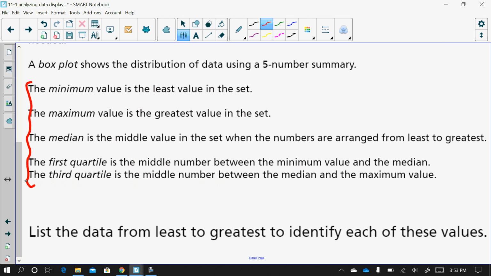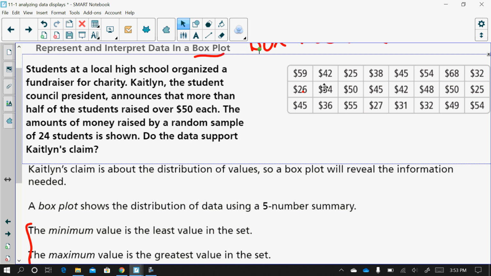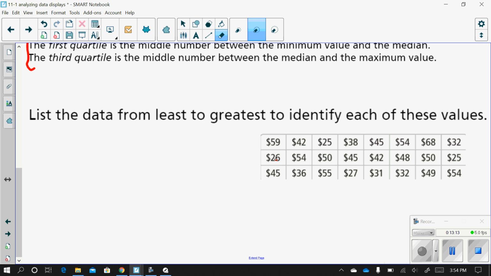First thing we need to do is list the data from least to greatest. Okay, so let's go get our data. Alright, so here's the data again because it's annoying to go back and forth. So let's put this in order from least to greatest.